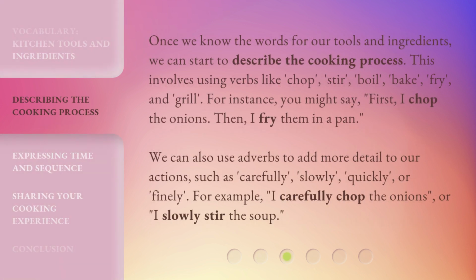Once we know the words for our tools and ingredients, we can start to describe the cooking process. This involves using verbs like chop, stir, boil, bake, fry, and grill. For instance, you might say, first, I chop the onions. Then, I fry them in a pan.